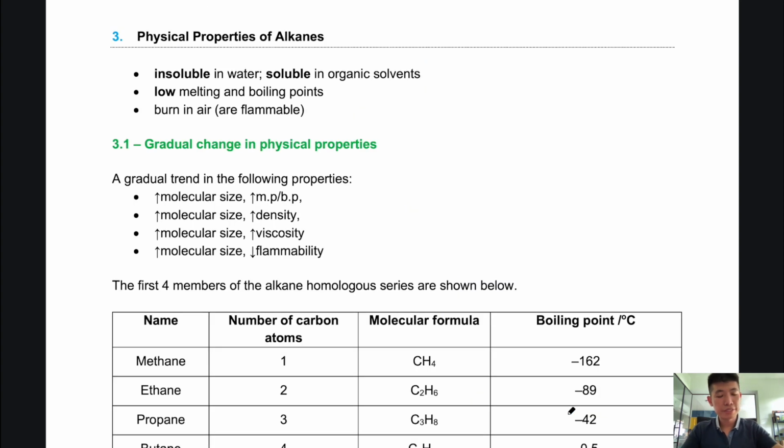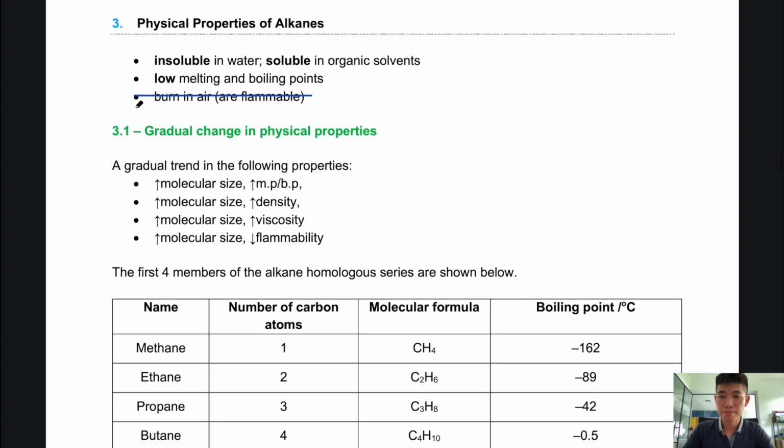In the next section, we'll look at the physical properties of alkanes. Alkanes are covalent substances, and therefore they exhibit the typical properties of a covalent substance, meaning they are insoluble in water and they have low melting and boiling points. I'd just like you to cancel this because we'll talk about burning in the next section. So for now, just know these 2 points.